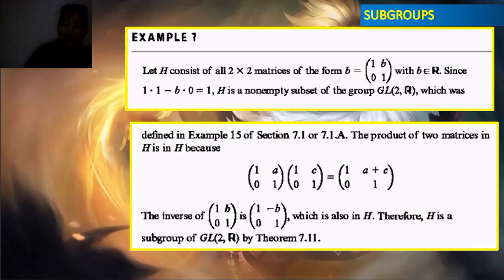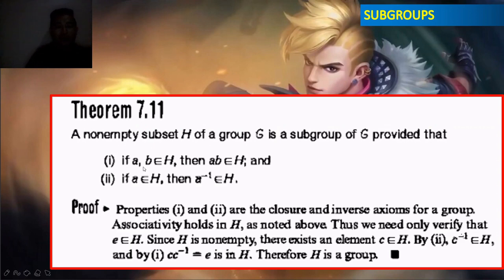Ay, actually, wala na natin i-show ang uban nga properties. Duha lang ang gi-show. Sa gi-show gani, wala na ang identity. By 7.11, kung duha ka elements, kung i-product, element gihapon ni H.